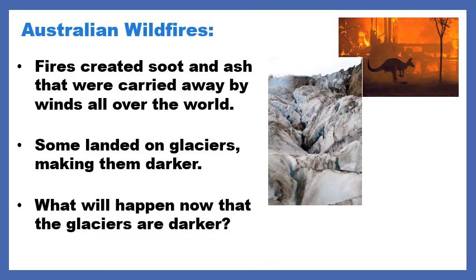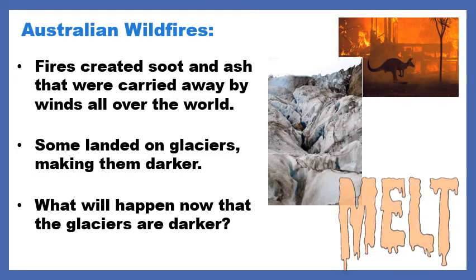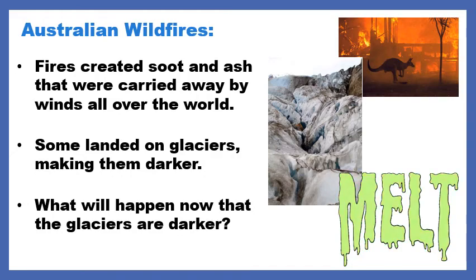Okay, so now instead of having a light color, I have a dark color. So what do you think will happen to the glaciers that are darker? Are they going to reflect the sunlight? Well, probably not. We just learned that darker colors absorb sunlight. So what's probably going to happen? They're probably going to melt, and they're going to melt fast.